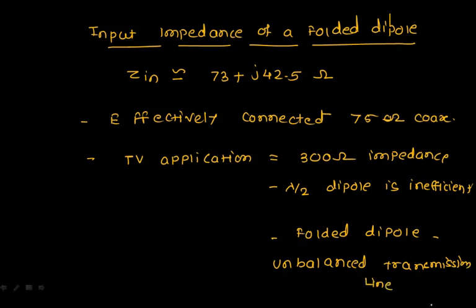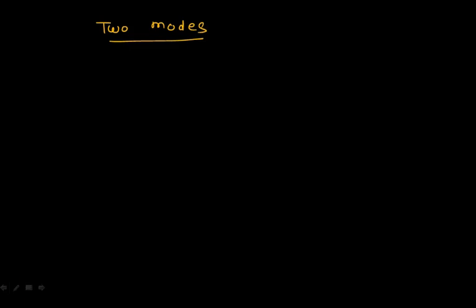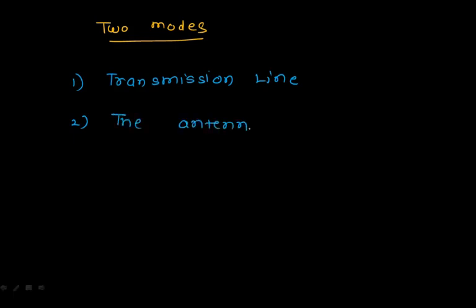To understand how it works, we must understand the modes of operation of this particular folded dipole. So here I'm going to discuss the two modes in which your folded dipole antenna works. The first mode is the transmission line mode, and another mode is the antenna mode. I'll discuss each mode separately.